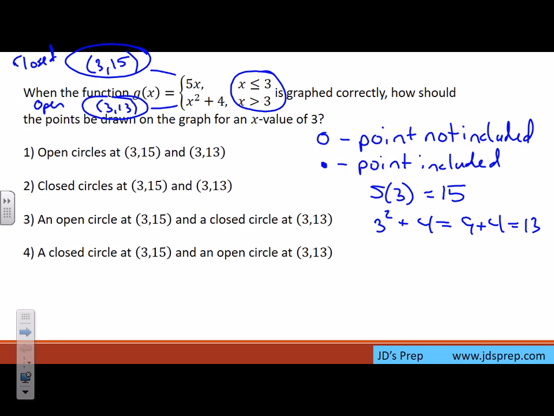If we go through the list, number 1 is saying that we need open circles at both of them, which is not true. Number 2 is saying that we need closed circles at both of them, which is also not true. Number 3 says we need an open circle at (3, 15) and a closed circle at (3, 13), which is closer, but backwards. But number 4 does tell us that we need a closed circle at (3, 15), as we identified, and an open circle at (3, 13). So number 4 is the choice that we want.